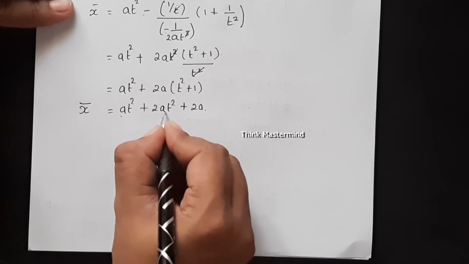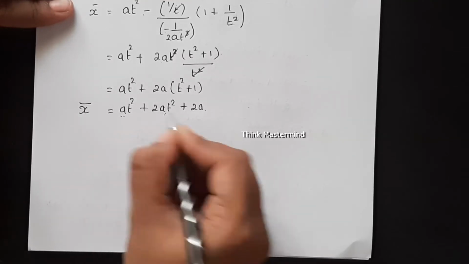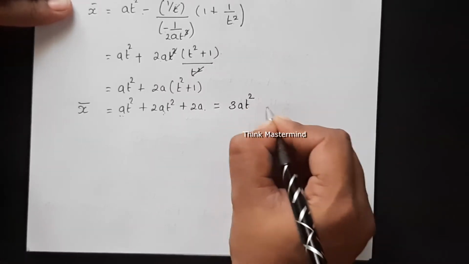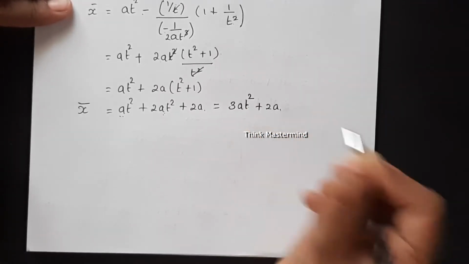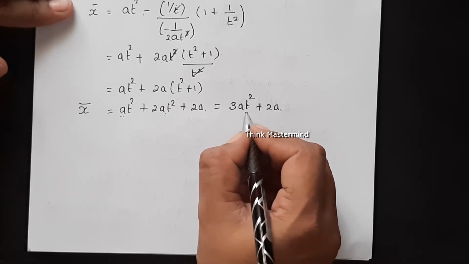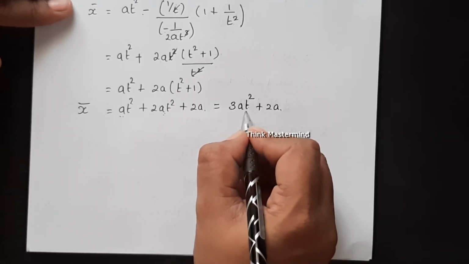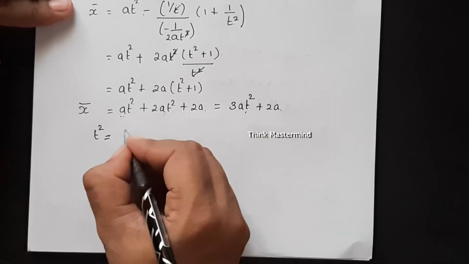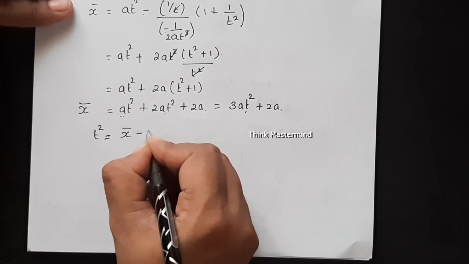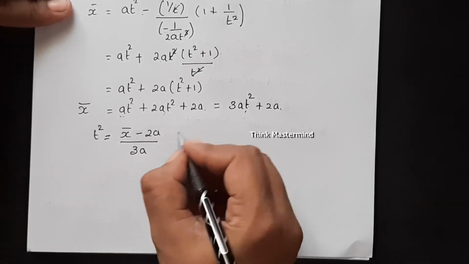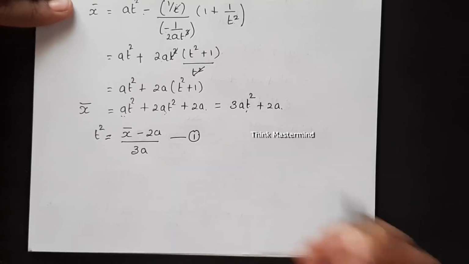So again, like terms, at squared plus 2at squared is equal to 3 times of at squared plus 2a. From this I am finding the t value, because I have to eliminate the parameter t. Therefore t squared is equal to x bar minus 2a divided by 3a. So considering this as equation 1.